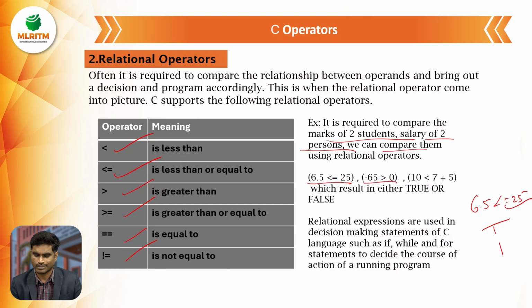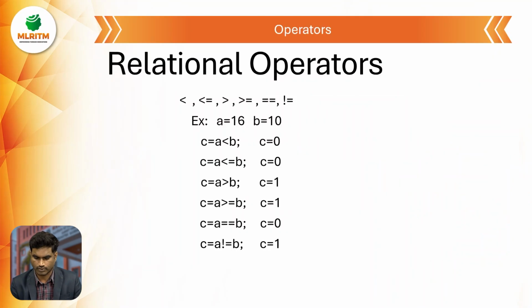Here, minus 65 greater than 0. This condition is false. Next, 10 less than 7 plus 5. Here we follow the operator precedence, then perform the operations. Next, relational expressions are used in the decision making statements of the C language, such as if, while, and for loop statements, to decide the course of action to run.